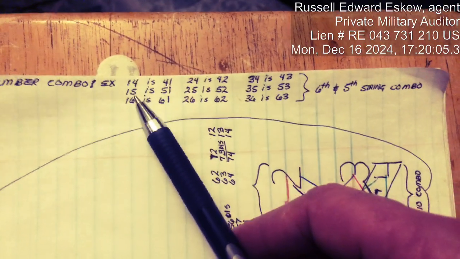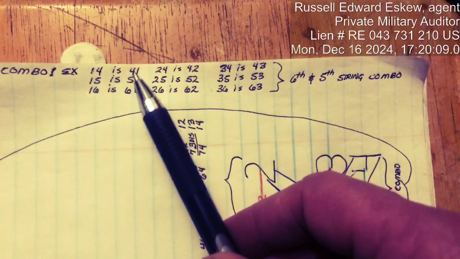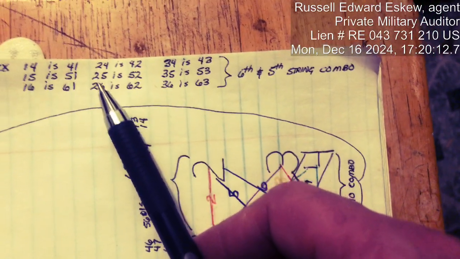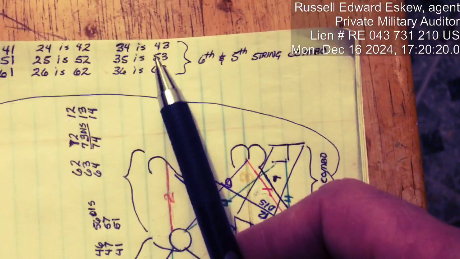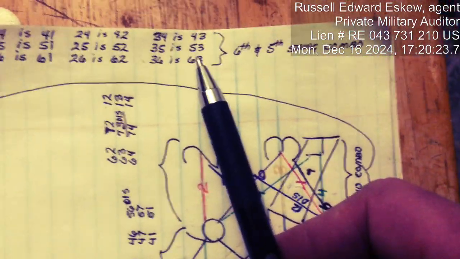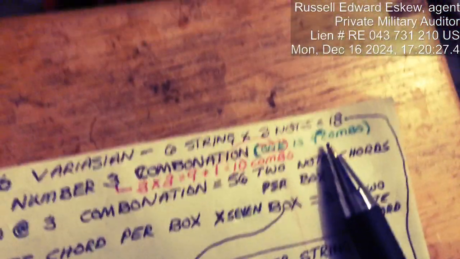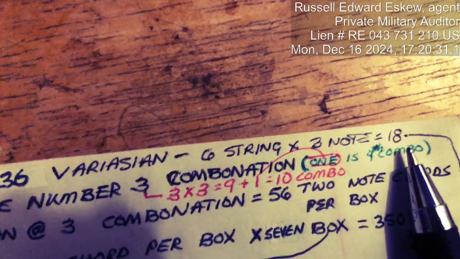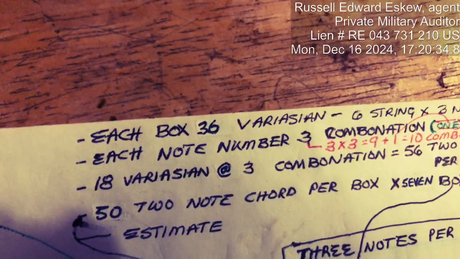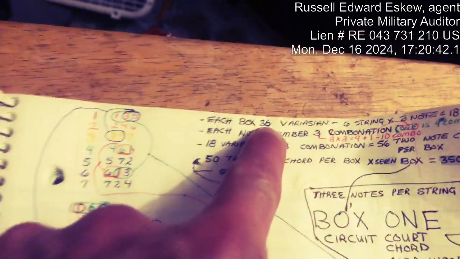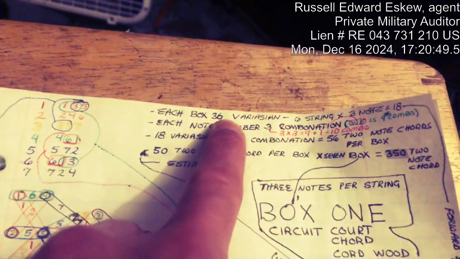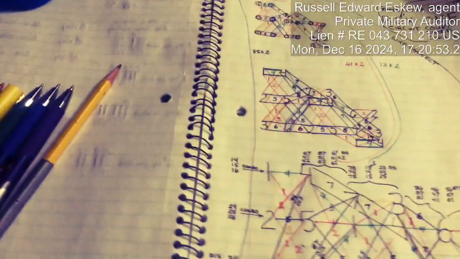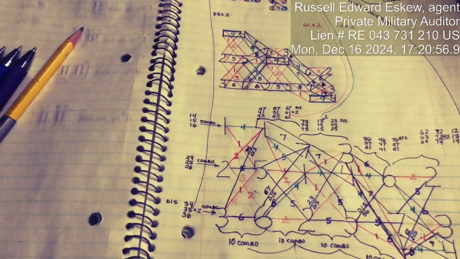So that's 1, 2, 3 plus 1, 2, 3 is 6, plus 1, 2, 3 is 9, plus 1, 2, 3 is 12, plus 1, 2, 3 is 15, plus 1, 2, 3 is 18, which is the 18 number right here. So this 36 number could be incorrect. Each box, 36 variations. Have to figure out how the brother got to that number.